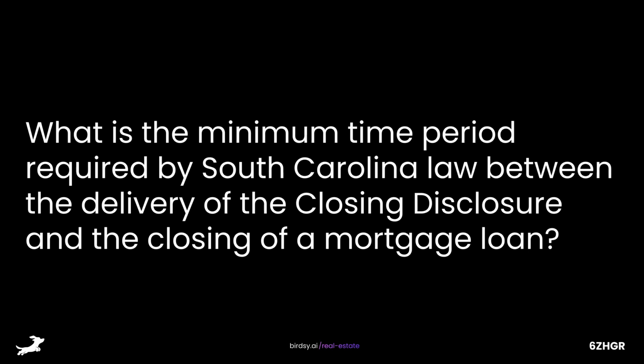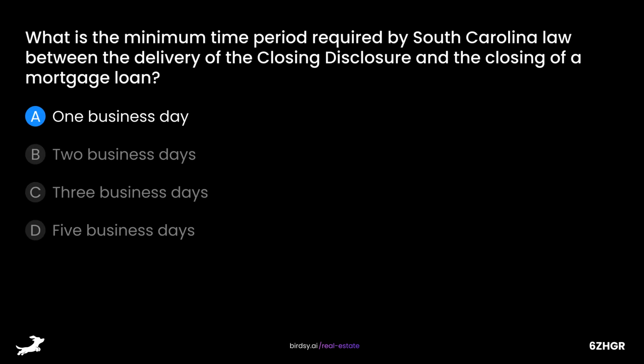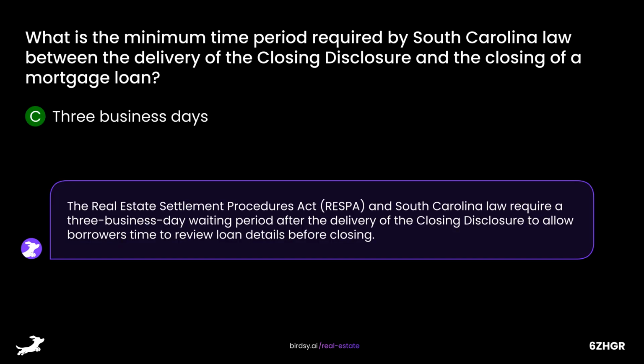What is the minimum time period required by South Carolina law between the delivery of the closing disclosure and the closing of a mortgage loan? Is it A, 1 business day, B, 2 business days, C, 3 business days, or D, 5 business days? The answer is C, 3 business days. The Real Estate Settlement Procedures Act, RESPA, and South Carolina law require a 3 business day waiting period after the delivery of the closing disclosure to allow borrowers time to review loan details before closing.